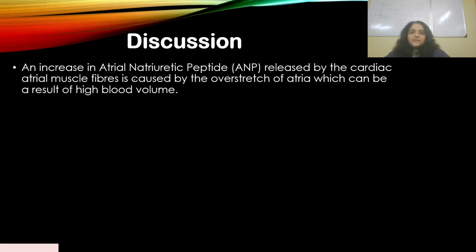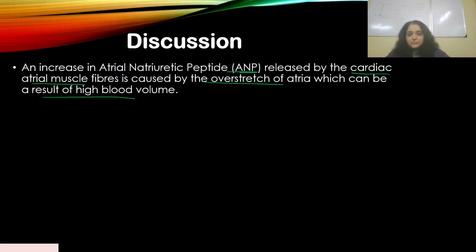So an increase in ANP released by the cardiac atrial muscle fibers is caused by the overstretch of the atria, which can be a result of high blood volume. I previously mentioned why ANP is secreted. It detects a high blood volume or high blood pressure. These cardiac atrial muscle fibers sense the overstretch of the atria, which is due to high blood volume, and because of that ANP is secreted.